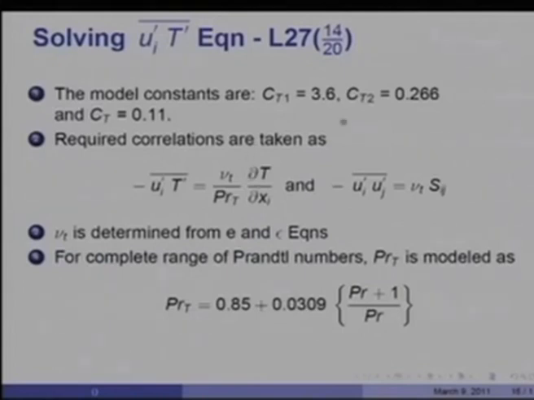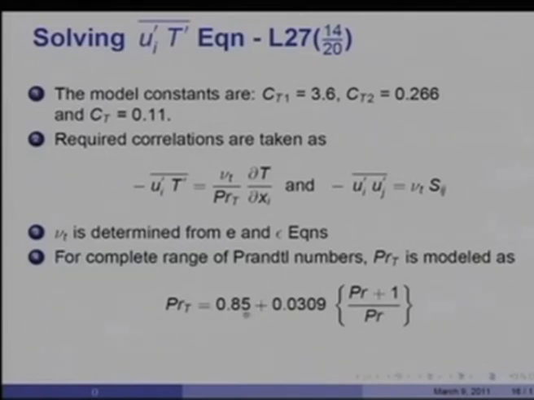The model constants are C_T1 3.6, C_T2 0.266 and C_T equal to 0.11. The required correlations are taken from the eddy viscosity model wherever required, and for the complete range of Prandtl numbers, Prandtl T is modeled in this fashion. So, you will see that if the Prandtl number was say of the order of 1, then this would be simply 2 and this term will be about 0.61. When added to that will give you about 0.92 or 0.91. But for very large Prandtl numbers, the whole term would simply be about 0.88.